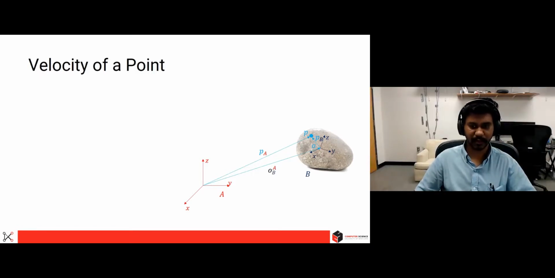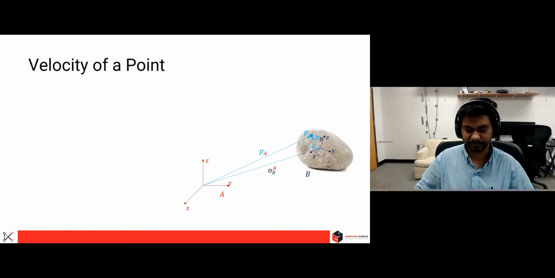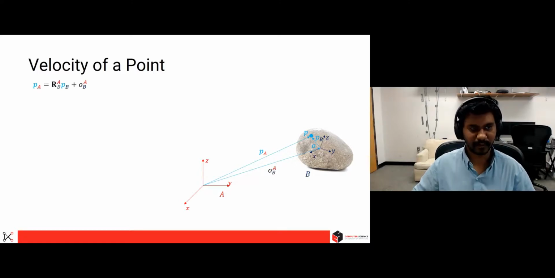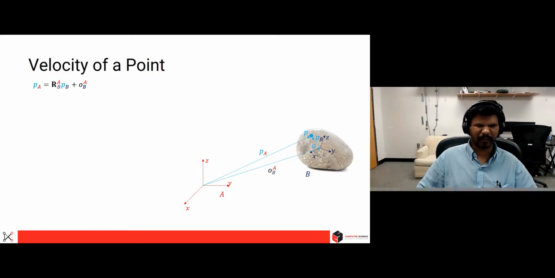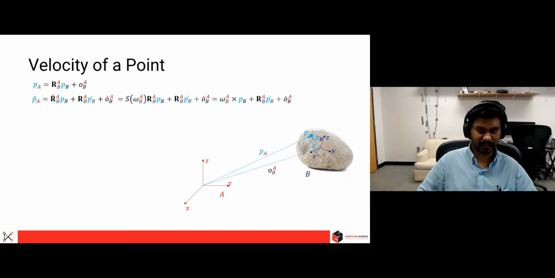Now we want to talk about transforming the velocity of a point, which was the title of this lecture. So consider the same thing as before. We have a frame A shown in red and a frame B which is fixed to the rock, or the rigid body, as shown in dark blue here. The light blue points are related to the vectors corresponding to the point which we want to transform. From the previous lectures, we know that a point in frame A can be obtained from a point in frame B as follows: the rotation matrix which takes you from frame B to A multiplied by the point in frame B, plus the origin or translation which takes you from frame B to A. Now to find the velocity, we just have to differentiate this equation, and this can be seen as follows.